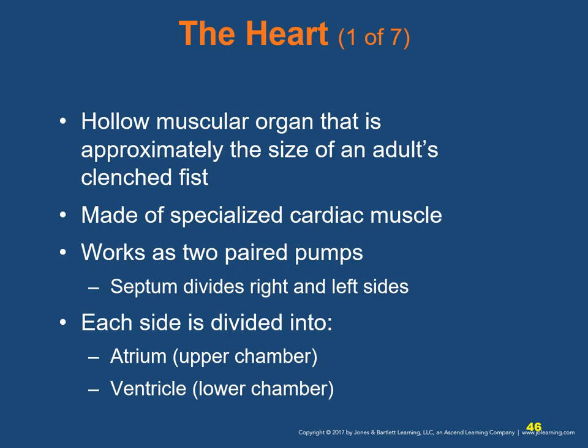The heart is a hollow muscular organ that is approximately the size of an adult's clenched fist. It's made up of specialized cardiac muscle called myocardium, and it works as two paired pumps. There's a septum that divides the right and left sides. Each side is divided into the atrium, which is the upper chamber, and the ventricle, which is the lower chamber.